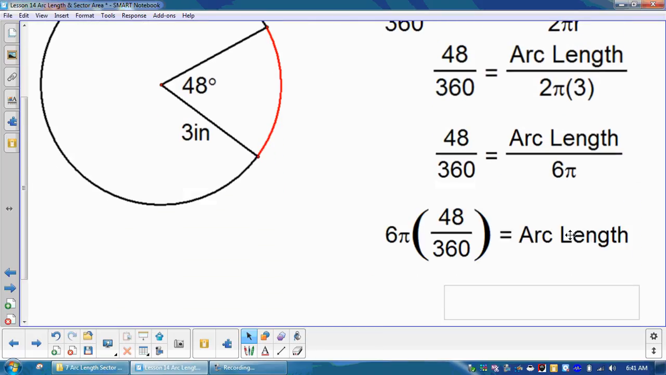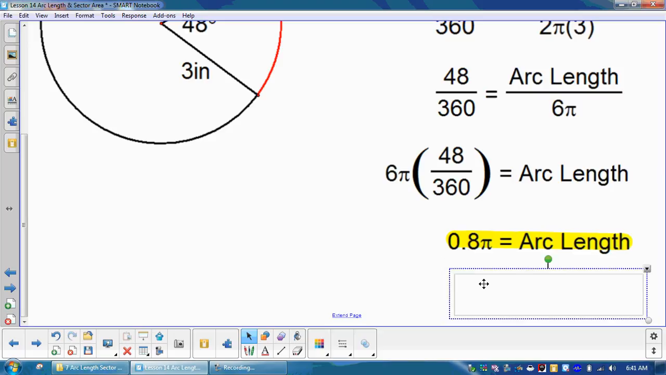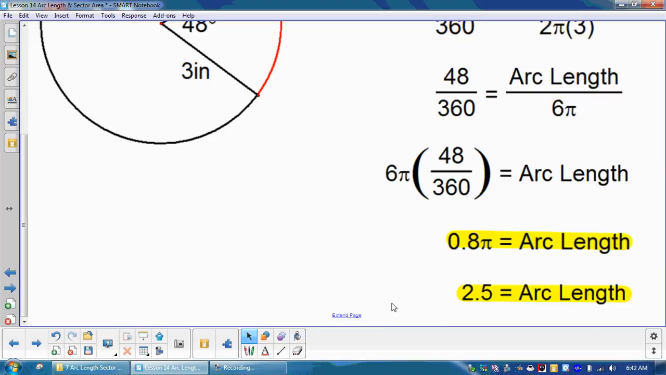Multiply both sides by 6 pi. In your calculator, it's easier if you do 48 divided by 360, and multiply that answer by 6. So in terms of pi, our arc length is 0.8 pi inches. If we want to get rid of the pi and multiply by it, that means our arc length is 2.5 inches. Both of these answers have the same value, they just look different. And the reason sometimes we don't multiply by pi is that we want to avoid getting a really big decimal to round.